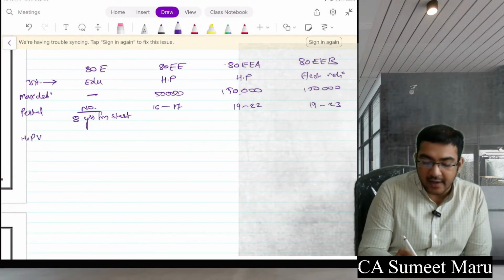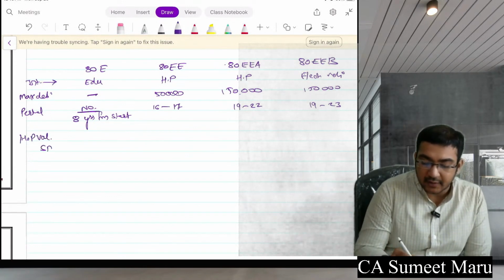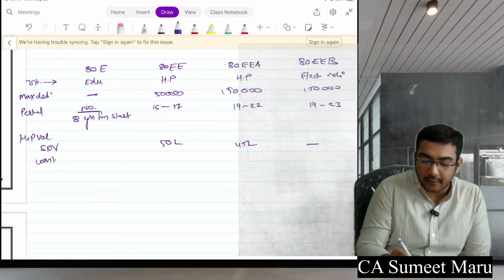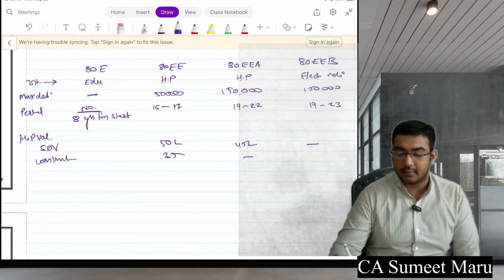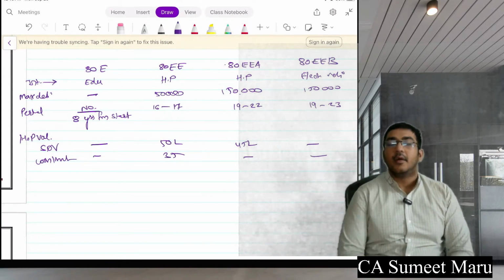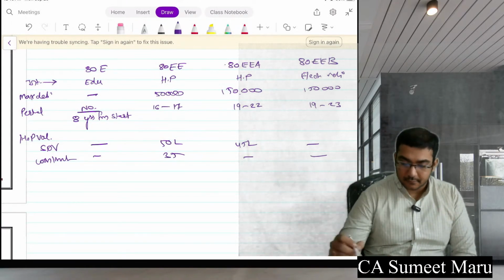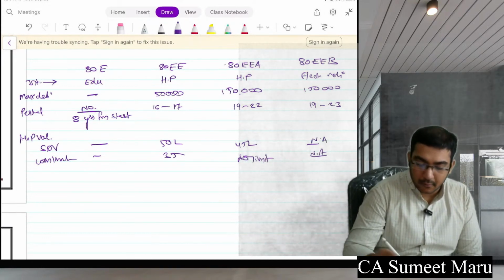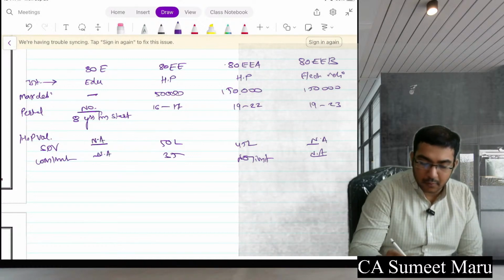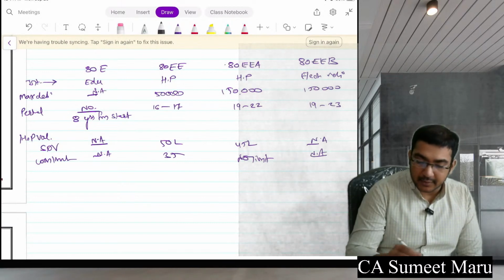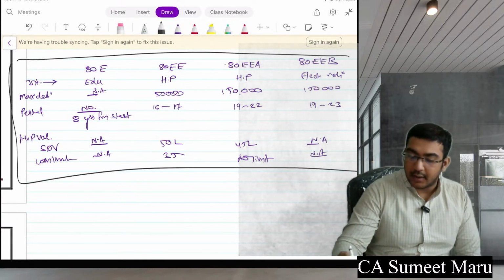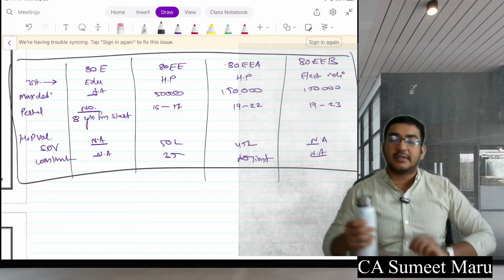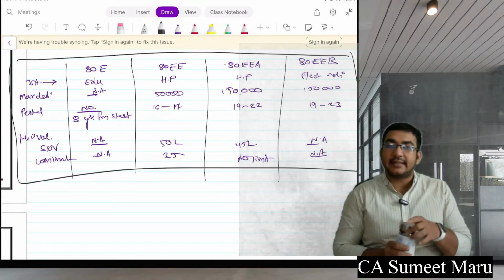House property value: SDV 50 lakhs, 45 lakhs, no value. Loan limit: 35 lakhs, no limit. No limit, no limit, no limit. Everyone clear? So see, if you remember this chart, this will help you to remember all the interest wala deductions. Just note it down or just take a screenshot, guys. Ask me if you have any queries.